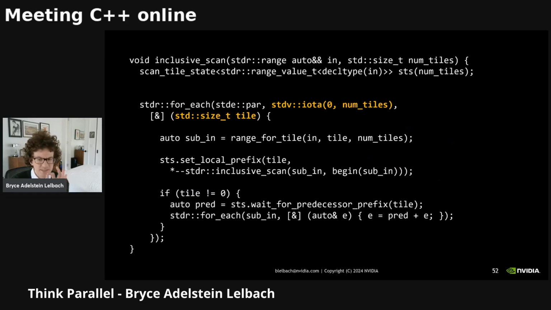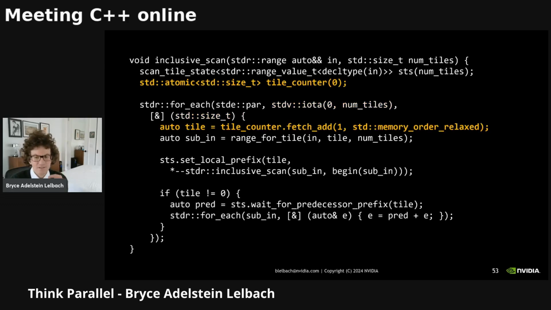To ensure monotonic progress, we have to change how we allocate tile IDs. Thus far, we've been creating a range of integers with iota, and then passing that to the parallel for each. Instead, we'll create an atomic integer and have each tile do a relaxed fetch add to assign a unique and monotonically increasing tile ID.